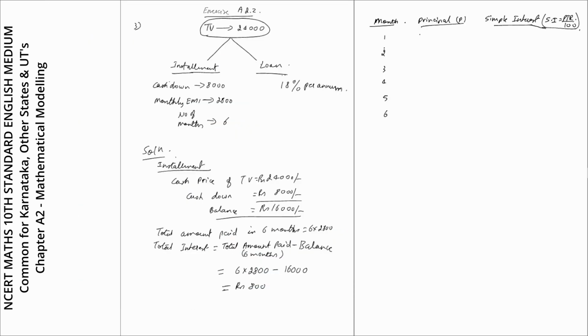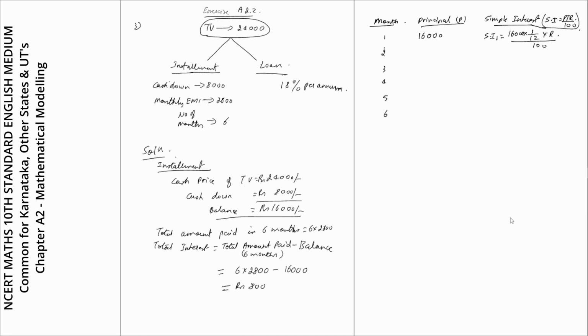After paying a down payment of 8,000, the balance left is 16,000. Therefore in the first month the principal will be 16,000. Simple interest is given by PTR by 100. Here in the first month I'll take simple interest as SI1. So this is given by PTR by 100, that is 16,000 into time, here it is 1 by 12, because this interest is just for only 1 month, into r, which we don't know, by 100.